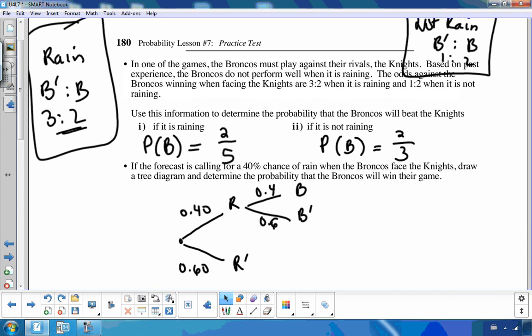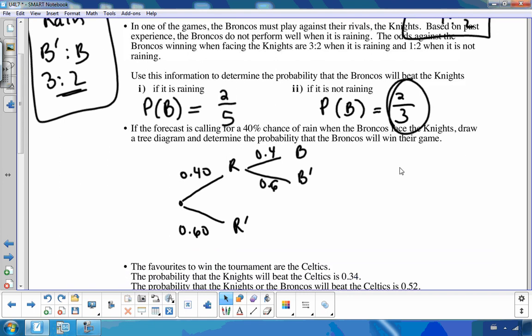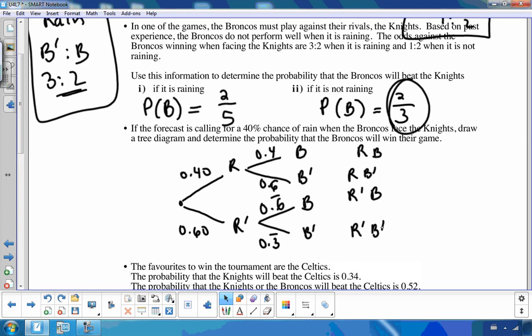When it's not raining, that's over here, the 2/3, I'm going to have a 2/3 chance of the Broncos winning. So that's 0.66666 repeating. And then the chance of the Broncos not winning would be 0.3 repeating, or 2/3 and 1/3, whichever is better for you. Okay, so looking at this, this is raining and Broncos winning, raining and Broncos not winning, not raining and Broncos winning, not raining and Broncos not winning.